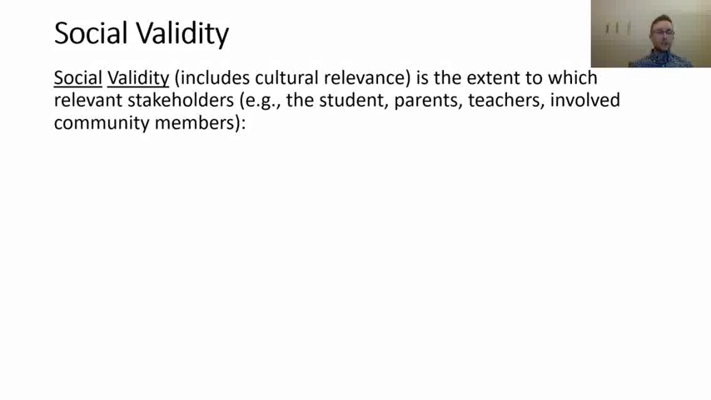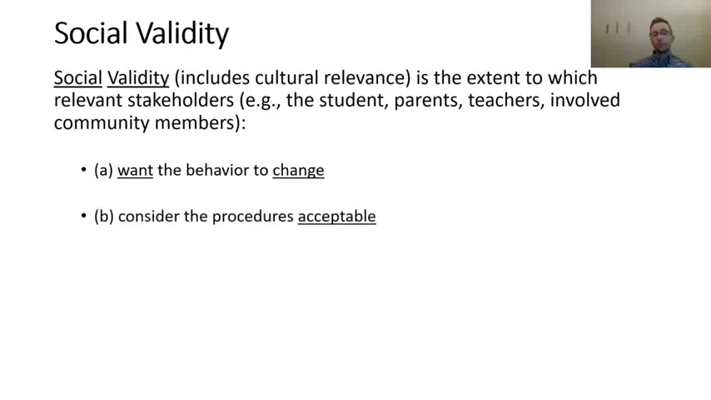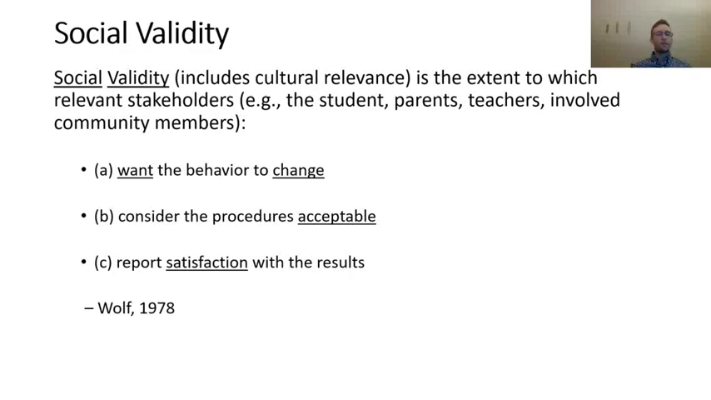Social validity. Now, social validity includes cultural relevance, and that's the extent to which relevant stakeholders, being the student, parents, teachers, involved community members, want the behavior to change, consider the procedures acceptable, and report satisfaction with the results. And that's based on a seminal article by Wolf in 1978.